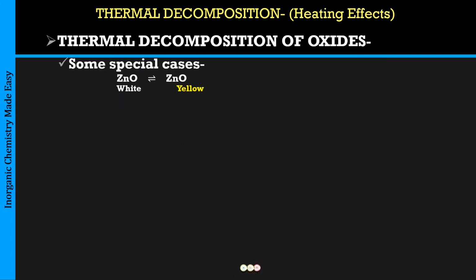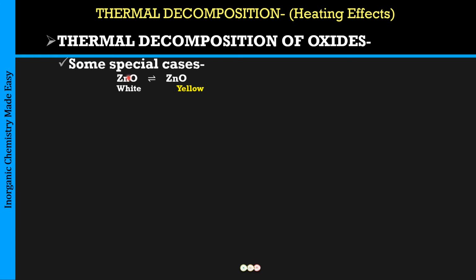Next we move on to some special cases, and the first special case of thermal decomposition is zinc oxide. So zinc oxide, what you have learned is that this is a class 2 metal, right? And zinc oxide therefore is not going to thermally decompose. It is not going to break down into zinc and oxygen, but something special is happening over here.